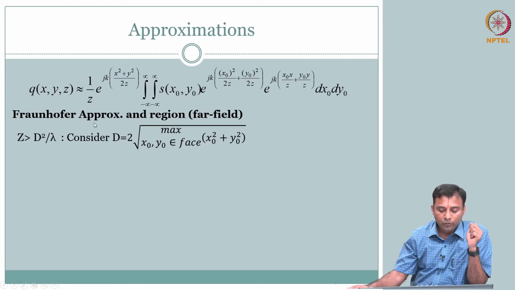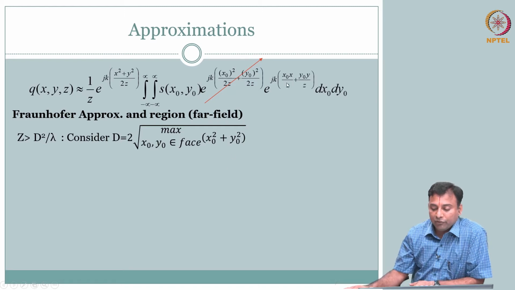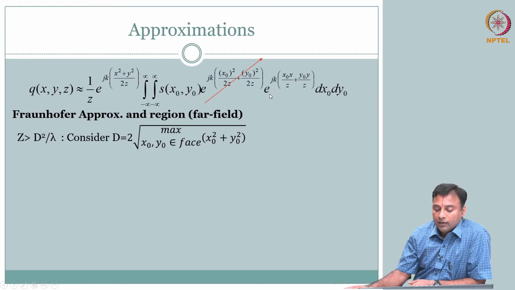So if that is the case, why are we interested in this approximation, if z is far greater than your d square by lambda? In such a situation, it turns out that this exponential goes to 1, okay. So then what happens? You are left with S naught and then this exponential. Not only that, look at this exponential a little carefully. What do you see? K, okay. K is what? K is your wave number, 2 pi by lambda. Oh, so e power j 2 pi by lambda.